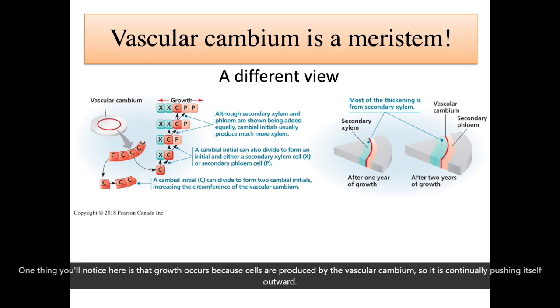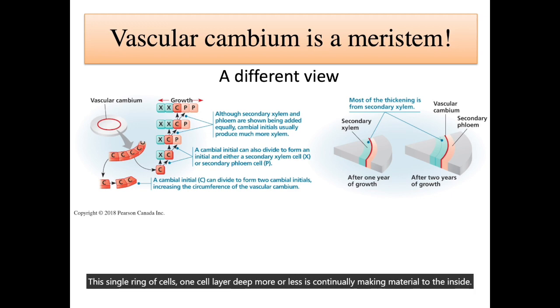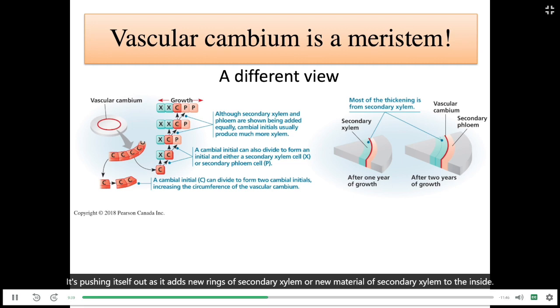One thing you'll notice here is that growth occurs because cells are produced by the vascular cambium. So it is continually pushing itself outward. This single ring of cells, one cell layer deep more or less, is continually making material to the inside. That's wood, secondary xylem. So therefore, it's pushing itself outward. It's pushing out, and that's why a tree gets bigger in diameter over time. It's pushing itself out as it adds new rings of secondary xylem, or new material of secondary xylem, to the inside.